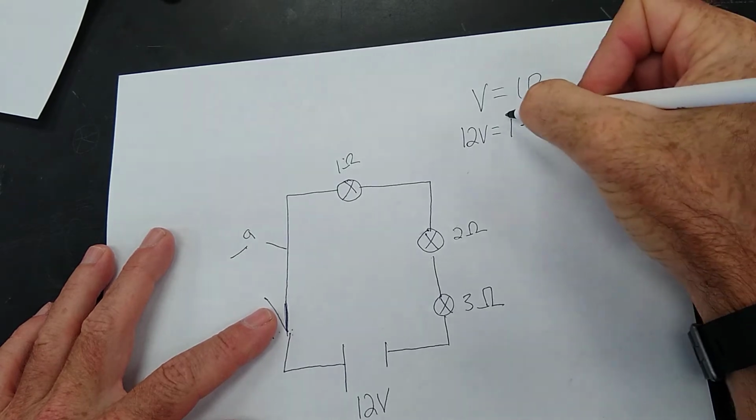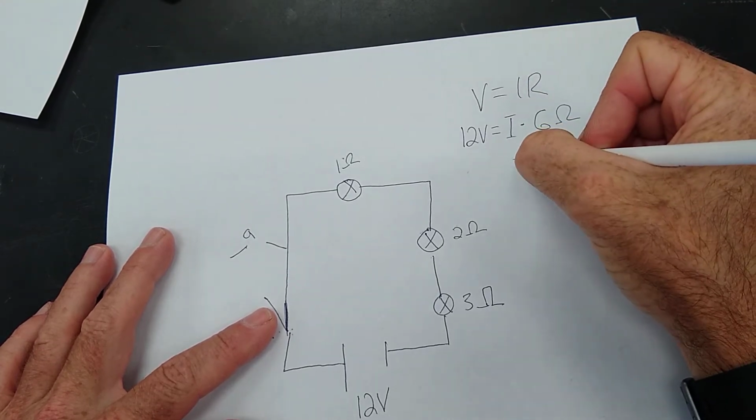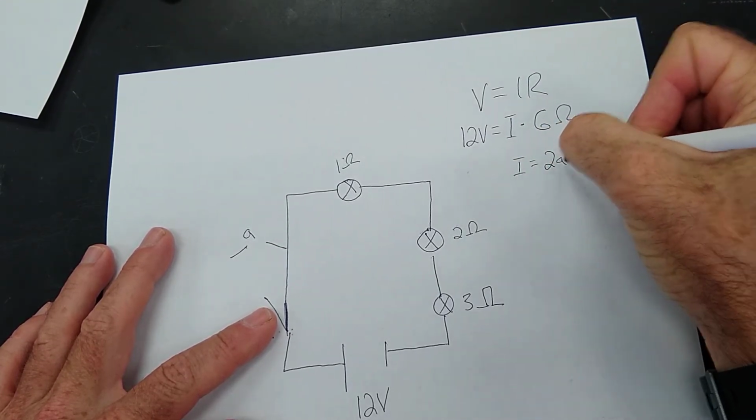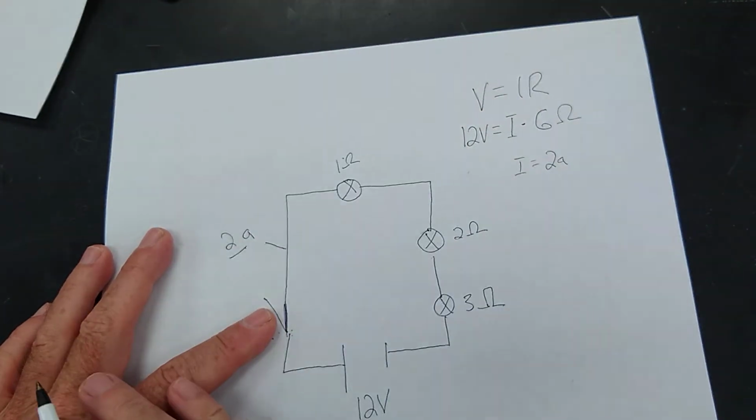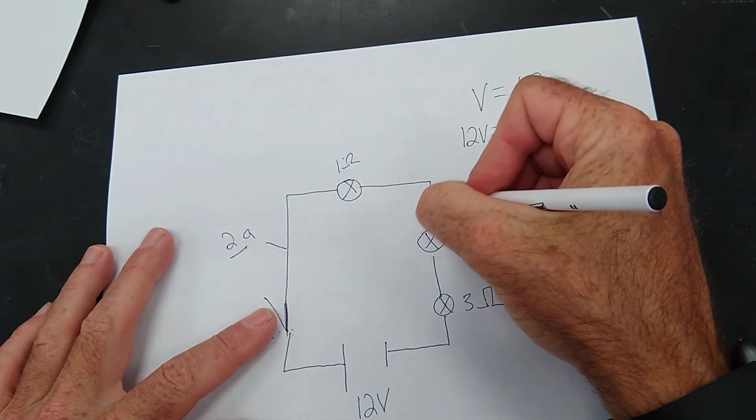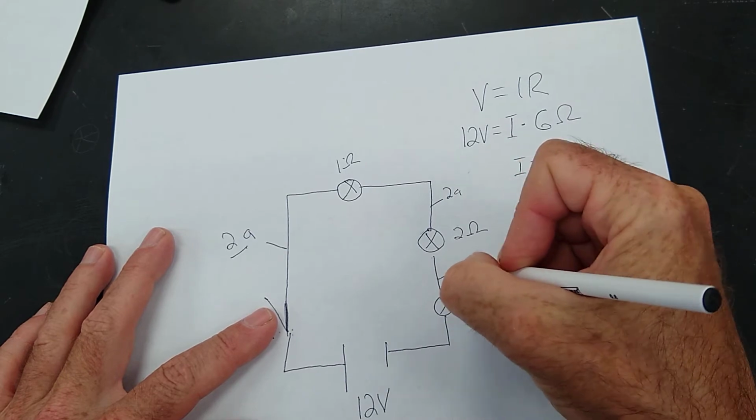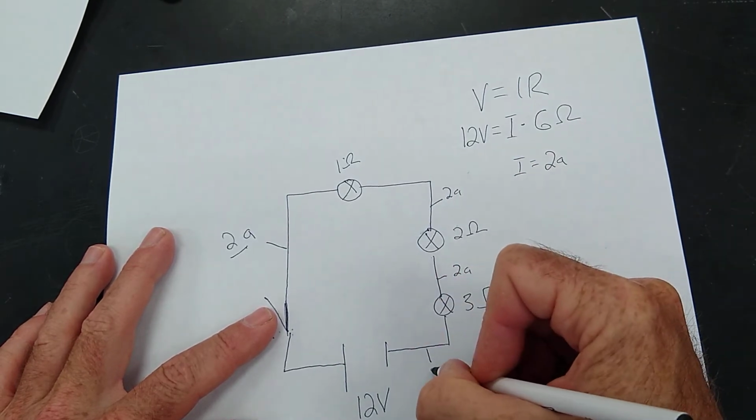6 ohms of resistance. Therefore, the current is equal to 2 amps. So we have 2 amps here. If we tested the current here, it would be 2 amps. It would be 2 amps here. It would be 2 amps here.